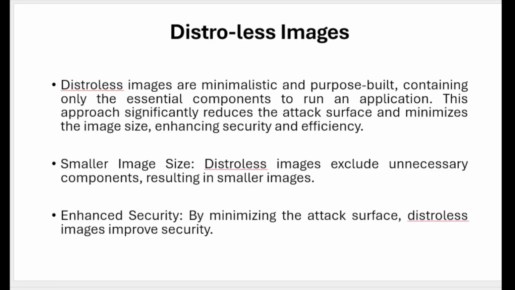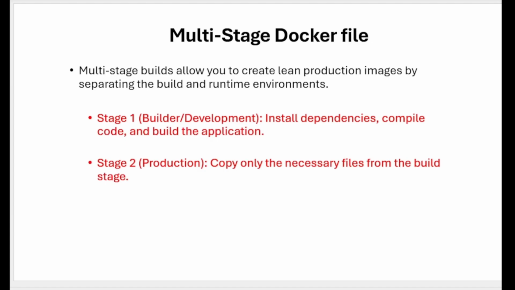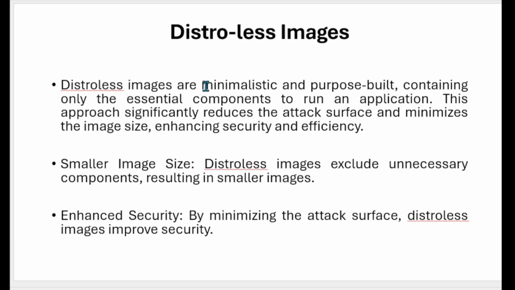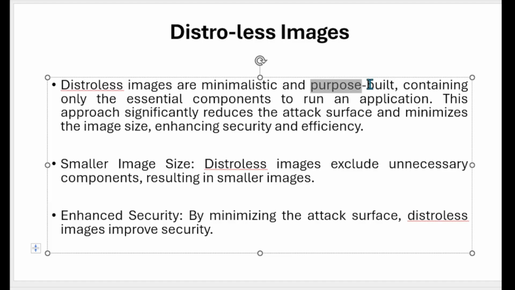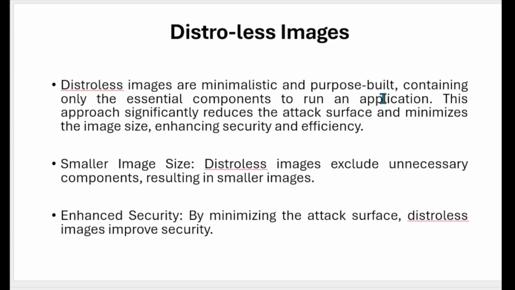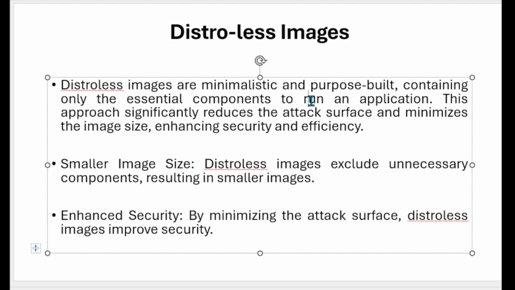Okay. Next we have distroless images. What are distroless images? These are minimalistic and purpose built, containing only the essential components. In the multi-stage Docker file, only the necessary files are copied. They will be minimal in number, and they have a particular purpose, so that only the essential components to run an application are present. So only those will be copied, so that storage will be decreased.